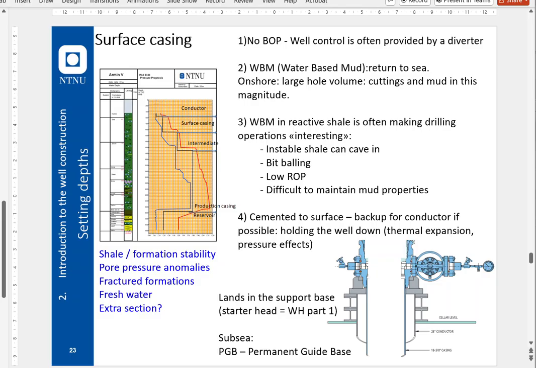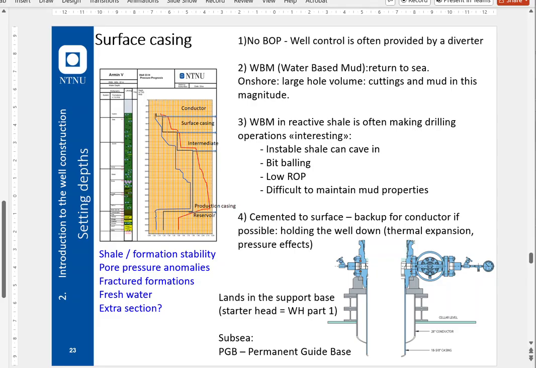The result is bitballing, meaning that the shale will stick to the BHA, and it will become like a gigantic Q-tip, and drilling is absolutely not effective at all. So very often it's low ROP for the reasons mentioned. And of course, when you're just making mud and pumping it down into the well, and you're taking returns to sea, it's very difficult to maintain mud properties.